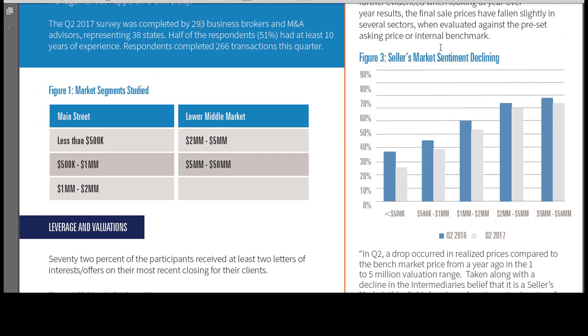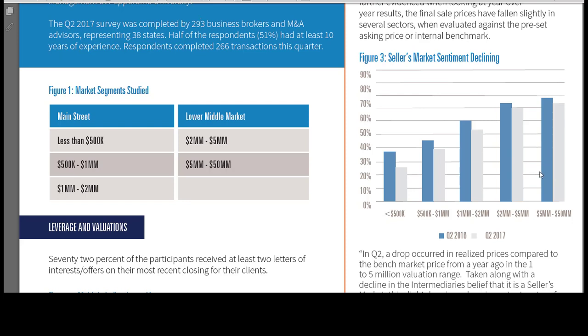Next thing they report on is the seller's market sentiment. What they're talking about here is the proportion of sellers that believe it's a seller's market, so to speak. And you can see it's broken down by size of company. And basically, the larger the business, the more likely the seller is to believe that it's a seller's market, which is no surprise. The larger the business is, the more likely it is to find multiple willing buyers for the business. So the more likely the seller is to feel that the market is in his favor.